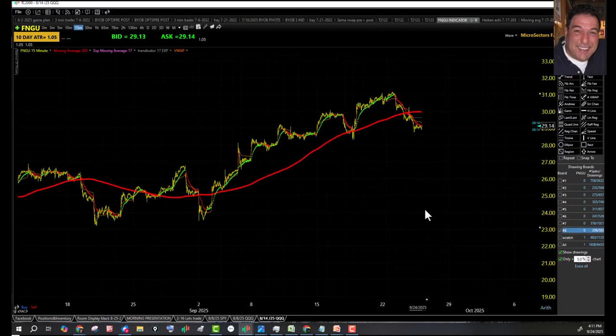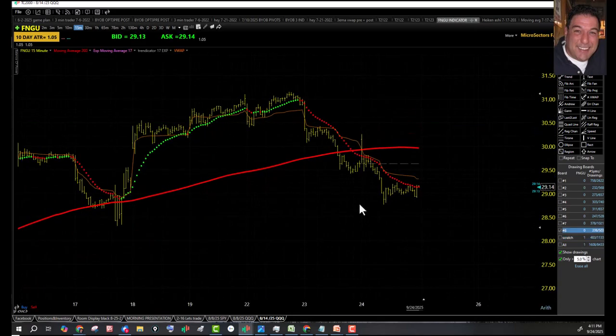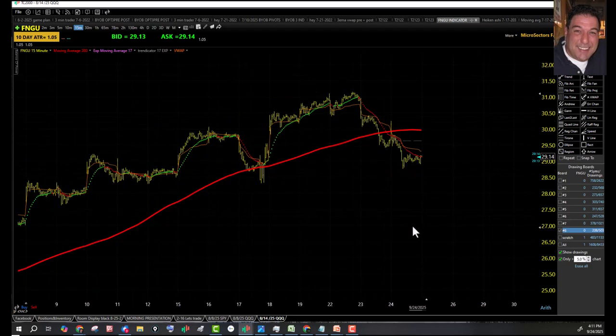FNGU, more selling again today. We started the day off selling and we ended the day selling well underneath VWAP here. Not a good sign, FNGU. We'll see what happens tomorrow.